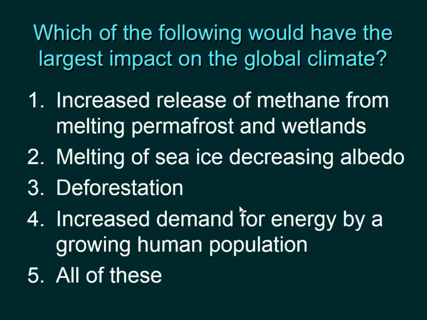Which of the following would have the largest impact on the global climate? Increased release of methane from melting permafrost and wetlands, melting of sea ice, decreasing albedo, deforestation, or an increased demand for energy by a growing human population, or all of them? All of them. All of these are going to have a huge impact.